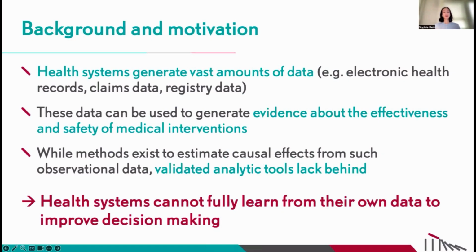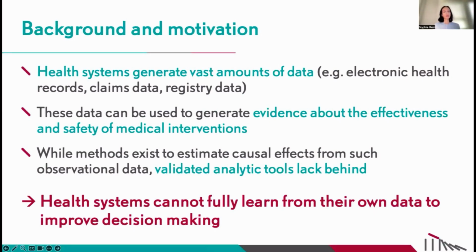And so I want to start by providing an overview of the background and motivation of our project, which is that health systems around the world generate vast amounts of data every day. For example, in the form of electronic health records, insurance claims data, and registry data. And in a learning health system, these data provide a rich source of information that can be used to generate evidence about the effectiveness and safety of medical interventions.